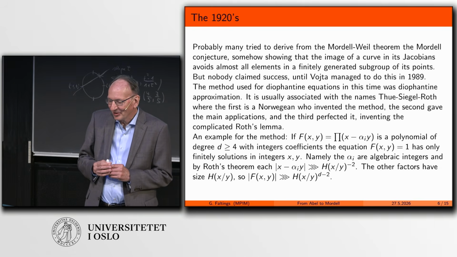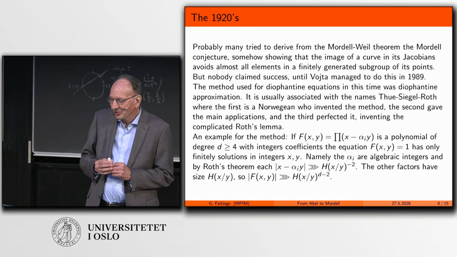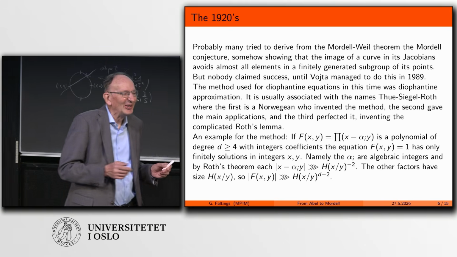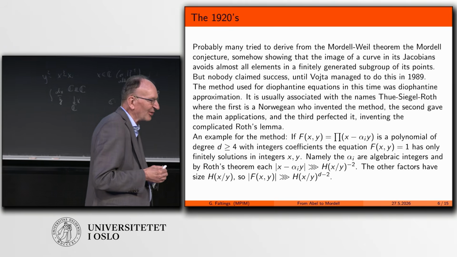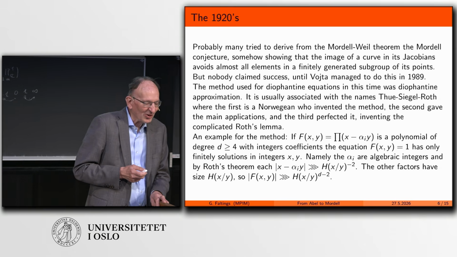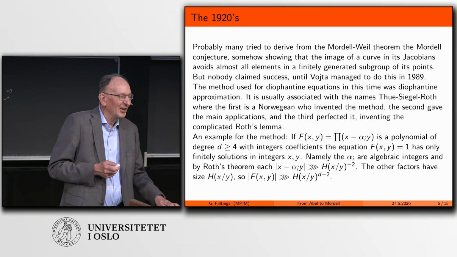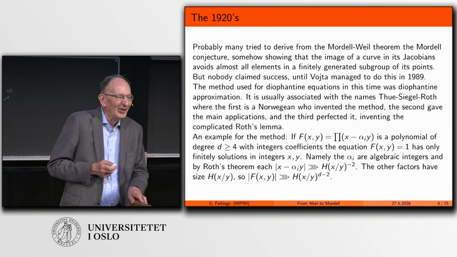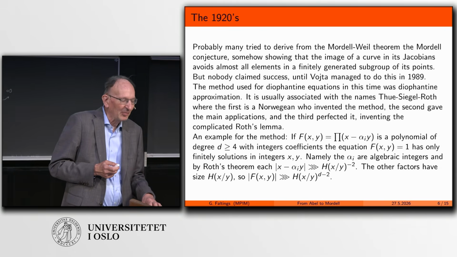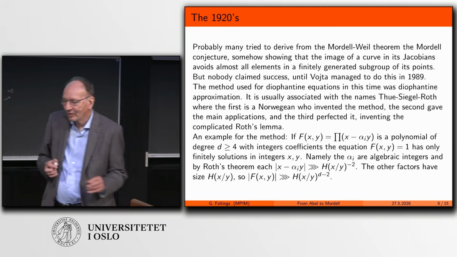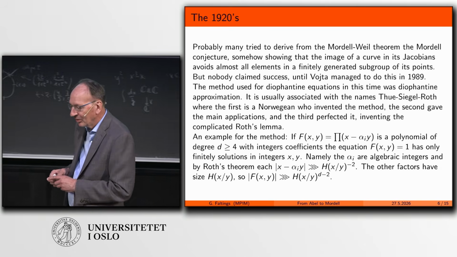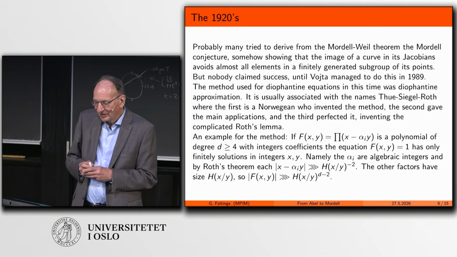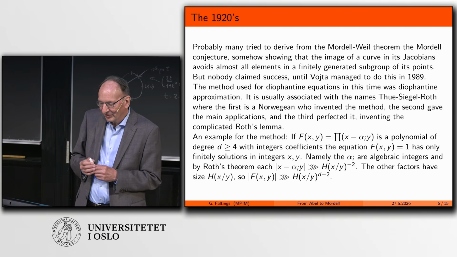But anyway, for Diophantine equations, there was a new thing invented, Diophantine approximation, which is usually associated with three names: Thue-Siegel-Roth. And fortunately Thue is a Norwegian, so I can say this here. He invented the method. Siegel was a German who proved the main application, and Roth, well, the nationality is complicated. He perfected the method.